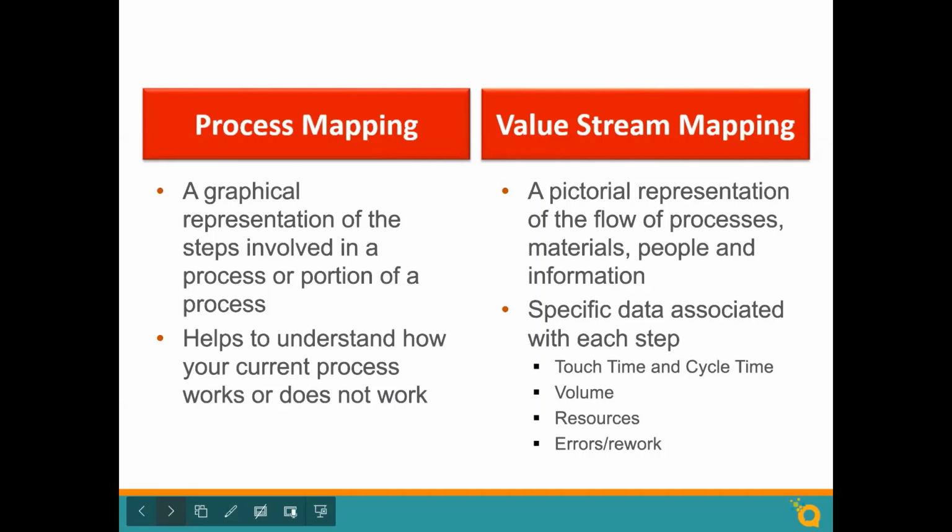So as opposed to in a process map, we would say we do step A and then we do step B, a value stream map would look at the time between step A and step B, and they might look at the volume that moving from step A to step B produces. They might talk about the resources that are involved. They might count the number of errors that happen between step A and step B. Value stream mapping certainly has its place in improvement. But if you've not done a process map at all, I would suggest that you start with a process map.